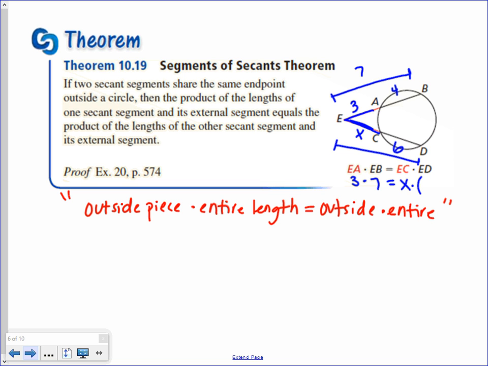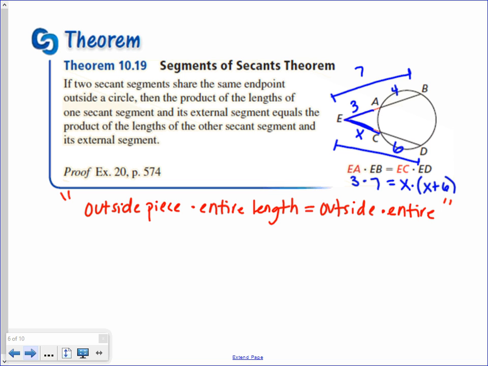X plus 6, right? Up here, how did I get 7? I added 3 and 4. So down here, when I write this entire thing, it would look like x plus 6, okay? So if you're a person that wants an example in your notes, then you could maybe jot down some of those numbers, okay?